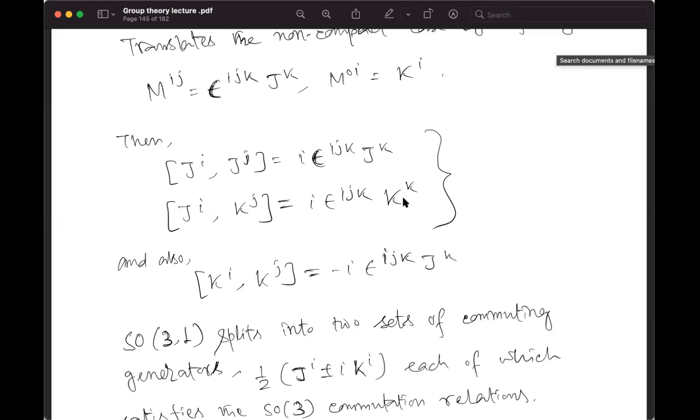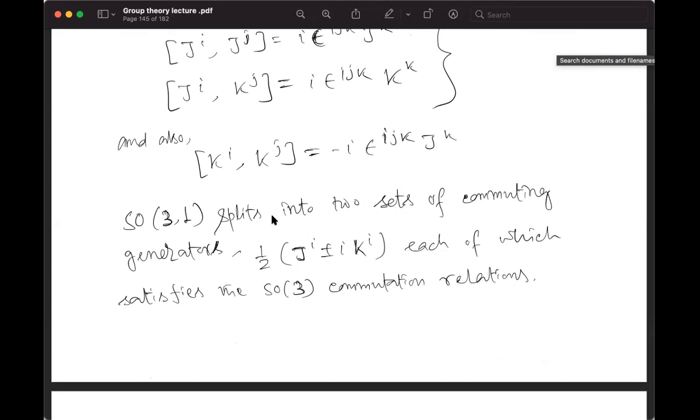That means that in which order they appear, or you are using them, actually alters the end result, because they do not commute; they are not really independent. So whether you boost first and then rotate, or vice versa, they are not exactly the same. Now, so(3,1) splits into two sets of commuting generators, which are basically half of J_i plus i K_i and J_i minus i K_i, and each of them satisfies the SU(2) relations.